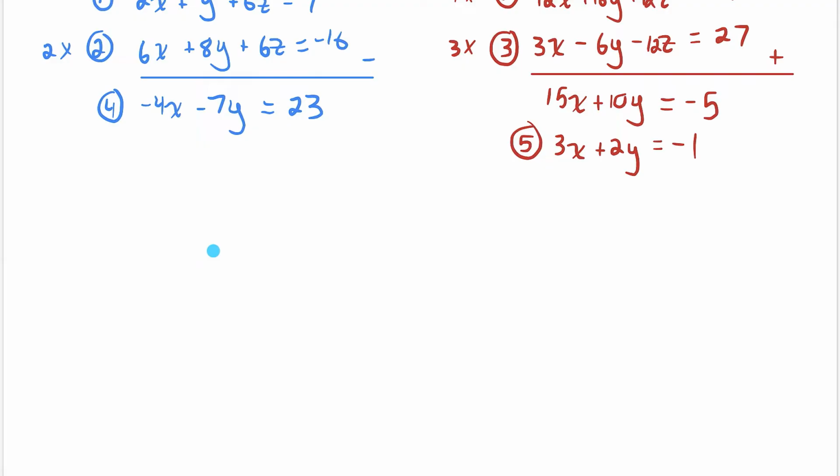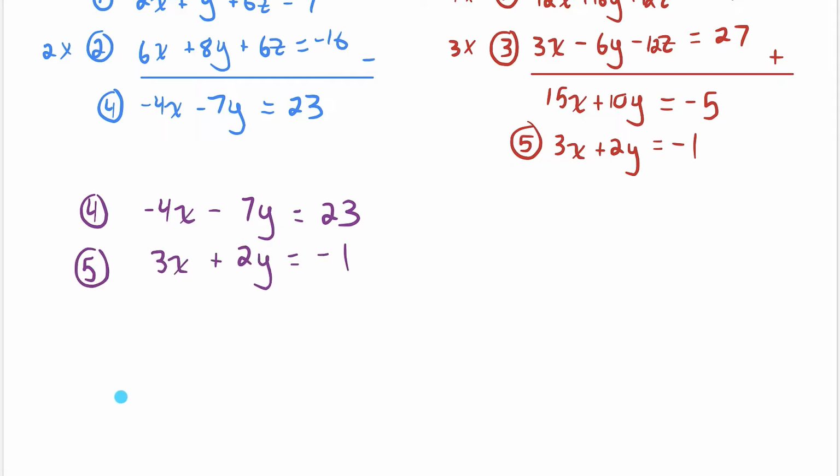Let's try eliminating a variable with those two equations. So I'll stack equation 4 and 5 on top of each other. And let's eliminate the x's. We could eliminate the y's, it doesn't matter. To eliminate the x's, I'll make their coefficients be negative 12 and 12. So I'll multiply equation 4 by 3 and equation 5 by 4. And let me adjust the coefficients of each of those terms.